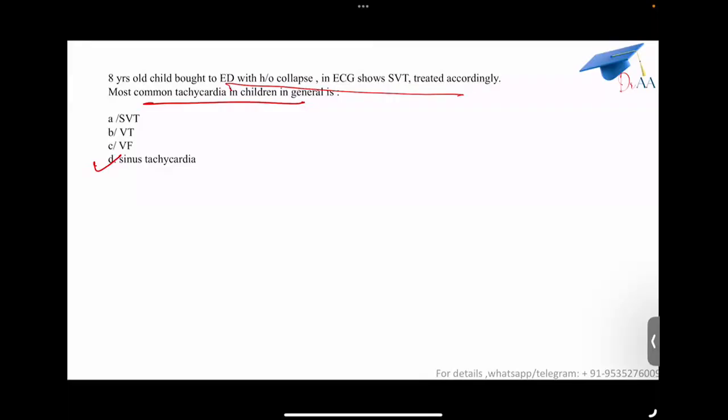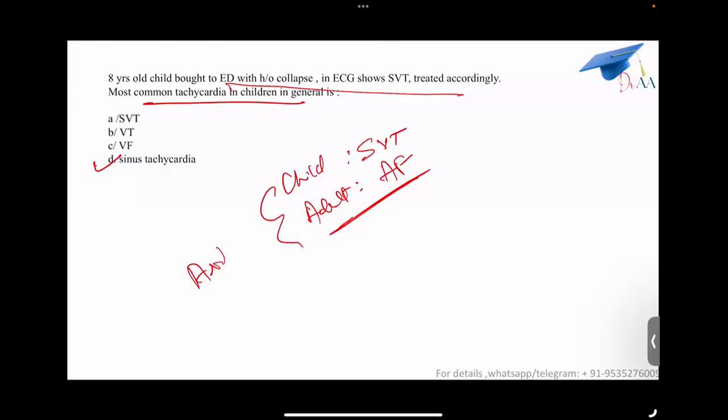If a child is in pain, he might have tachycardia. If a child is having fever, he can have tachycardia. So sinus tachycardia is the most common. If they ask the most common arrhythmia in children, it's SVT. In adults? AF. In adults, it's atrial fibrillation. In children, it's SVT if they're asking about arrhythmias. If they just ask tachycardia, sinus tachycardia is the most common one.